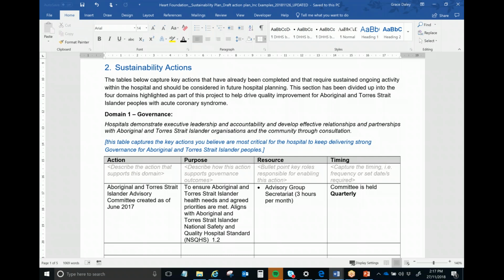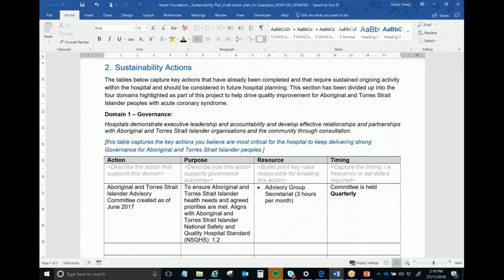Essentially, domain 1, governance, is around hospitals demonstrating executive leadership and accountability, and developing effective relationships and partnerships with Aboriginal and Torres Strait Islander organisations and the community through consultation. To many of you, that is effectively around how the organisation ensures that they are accountable to hold strong relationships and partnerships. That ranges across both actions in terms of process to oversee the things that happen, as well as the creation of bodies or advisory groups and other committees that support the governance and decision making within the hospital.